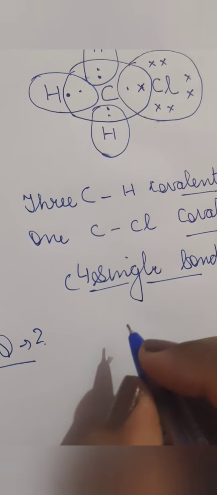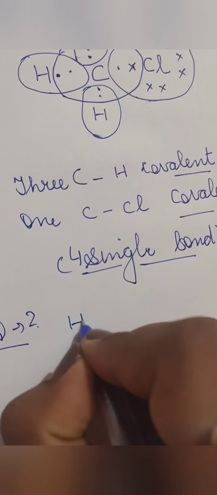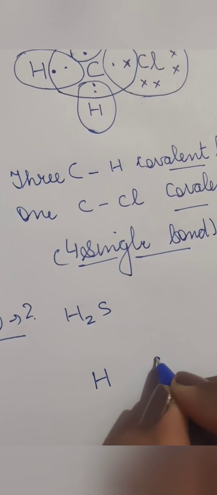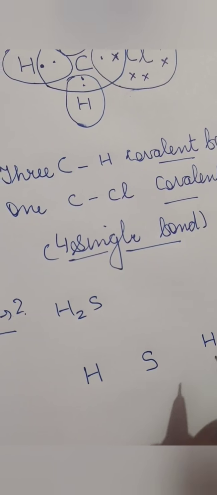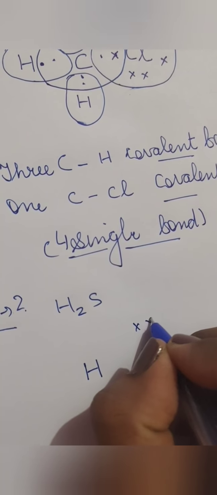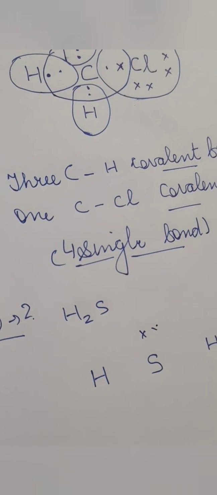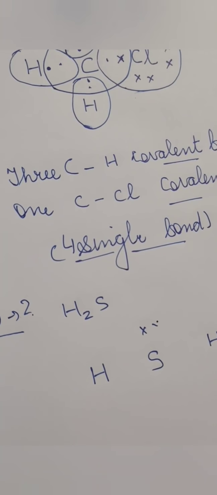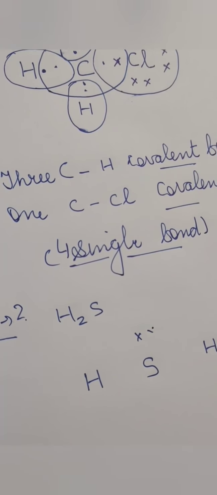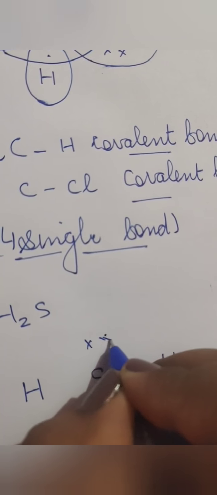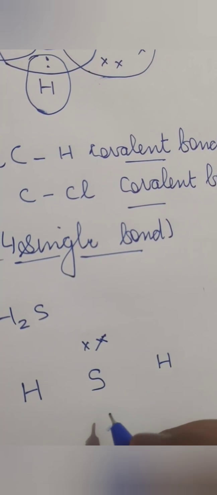So H2S. Okay, so H2S is very simple. Hydrogen here, sulfur here, and again the other hydrogen here. Now you have to know the electronic configuration of sulfur for this. Sulfur has 6 electrons in its outermost shell because it has atomic number 16.